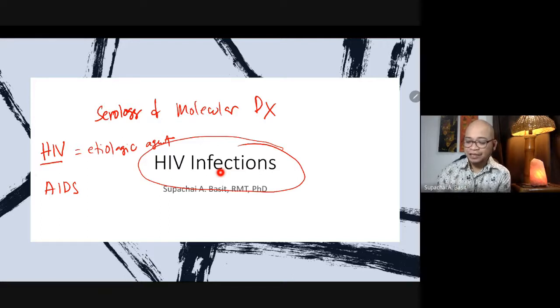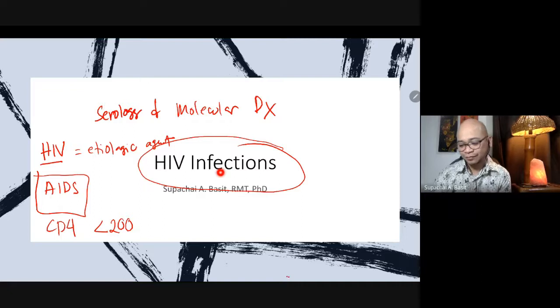However, AIDS is different. AIDS stands for acquired immunodeficiency syndrome. Usually, it is a syndrome, and when you say syndrome, it is a collection of signs and symptoms that are associated with a debilitated immune system. This is primarily attributed to a CD4 level of less than 200 times 10 to the 9 per liter.